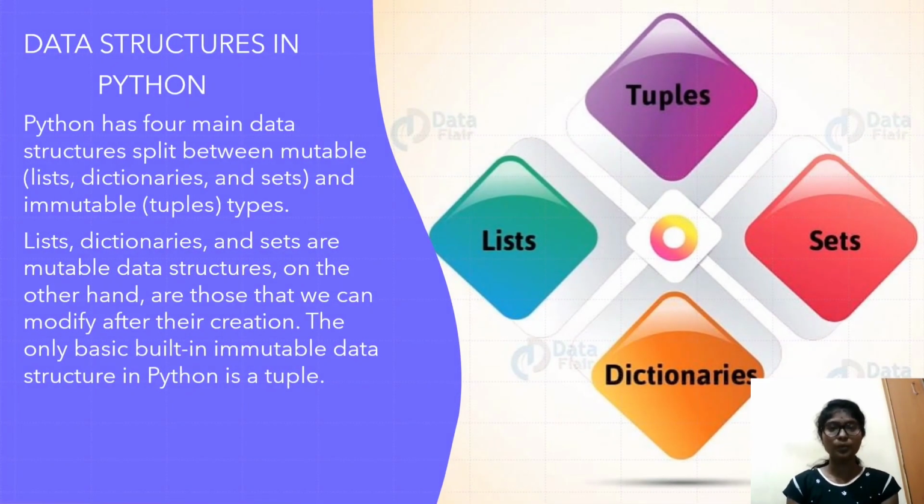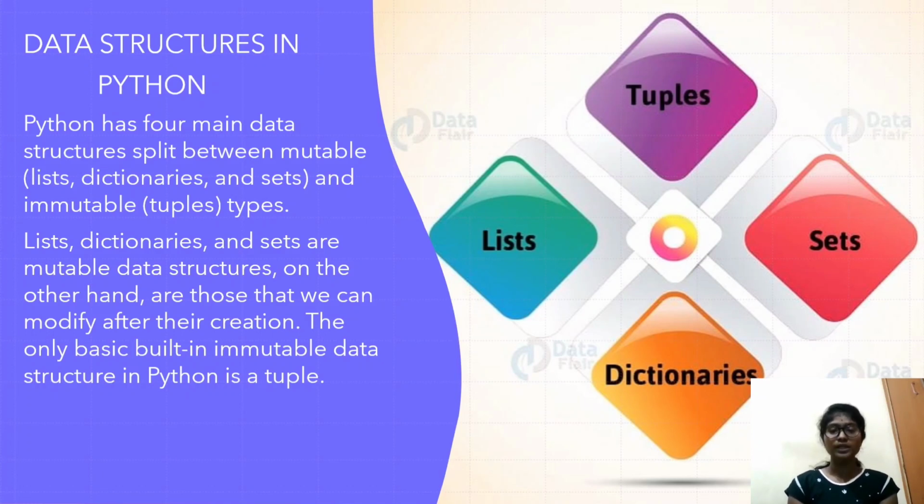And the next topic is data structure in Python. So how many data structures are there in Python? Python has four main data structures which are split between mutable and immutable. So what is mutable and what is immutable? Mutable are those we can modify after the creation, and the immutable are those we can't modify after the creation of the statement.